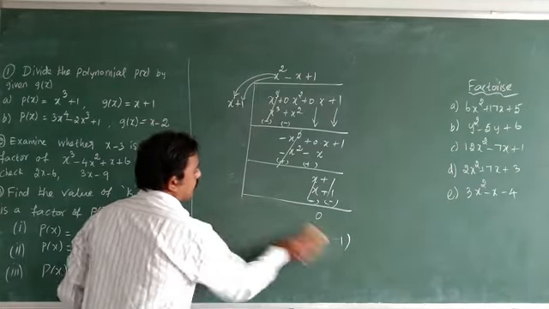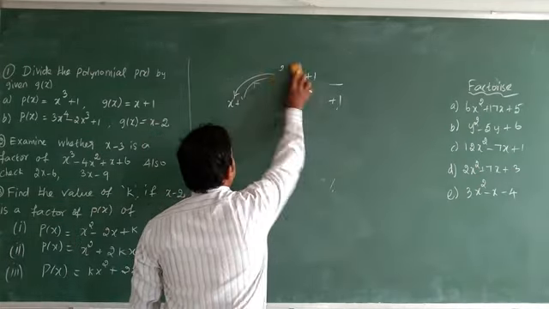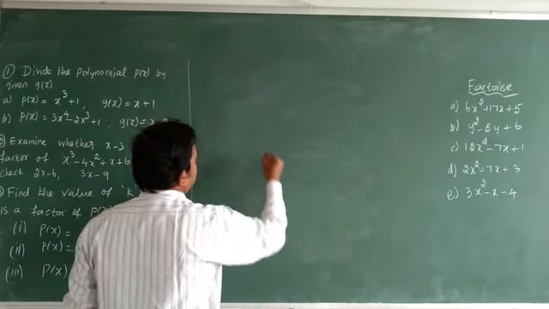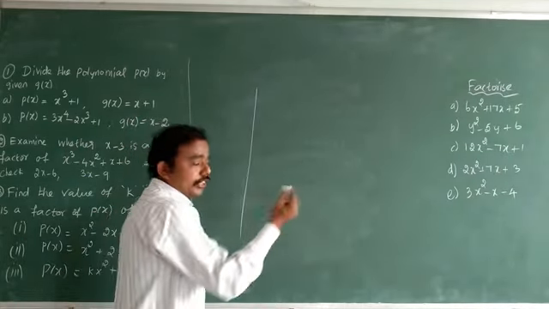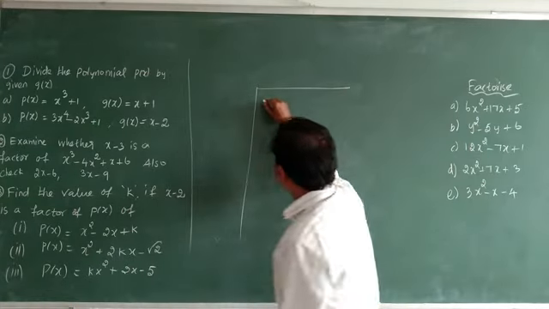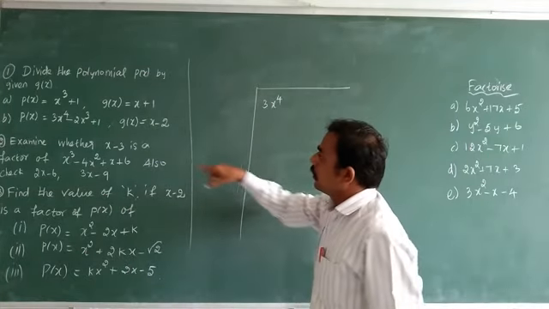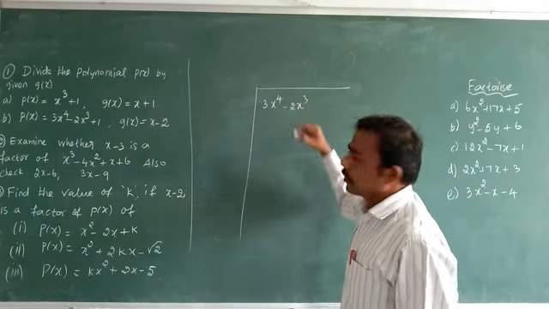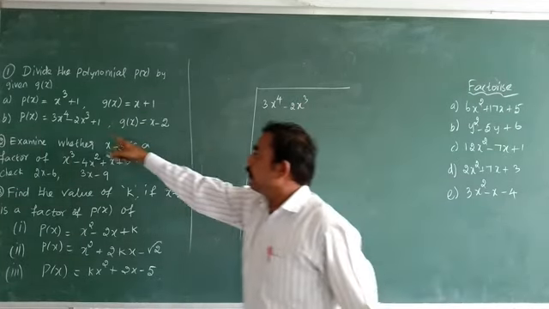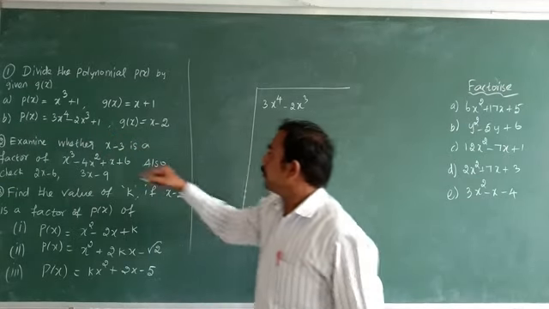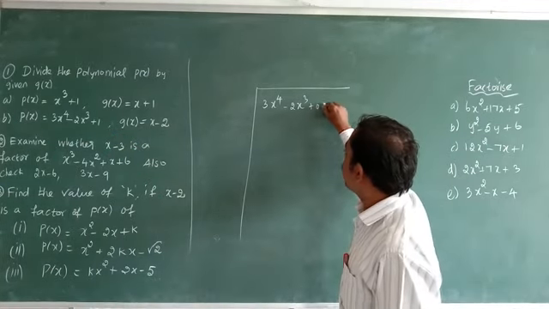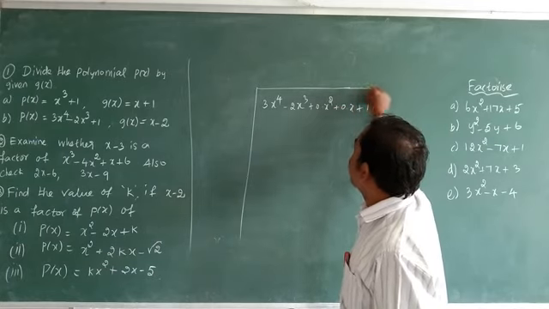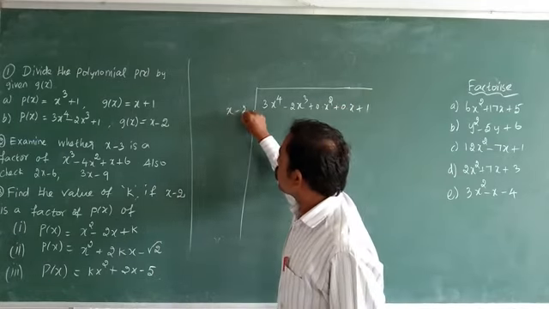Next problem. We have 3x power 4, so I need to introduce as well. So 3x power 4, next variable minus 2x power 3. Next x squared is missing, but here one constant 1 is given. So just introduce 0 into x squared plus 0 into x plus 1. Now divide by x minus 2.